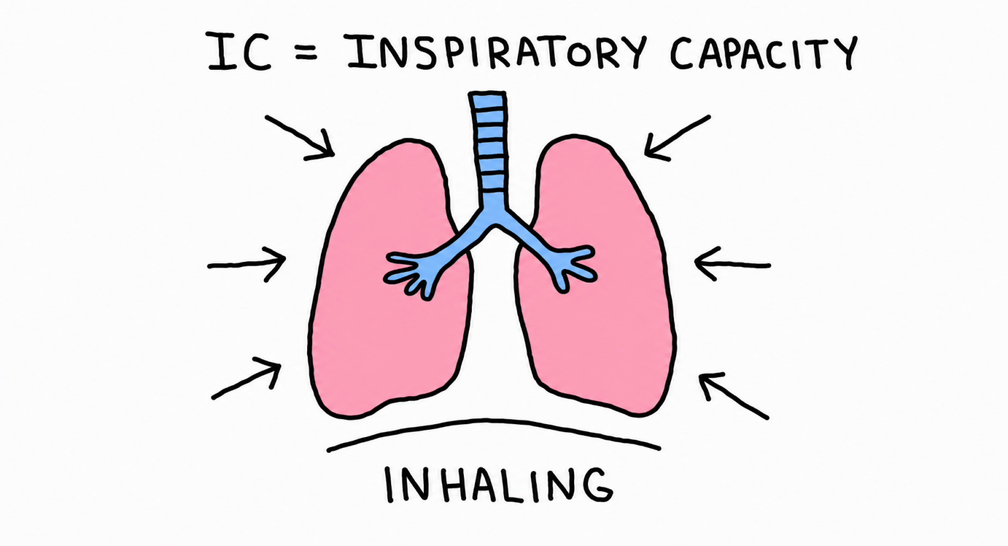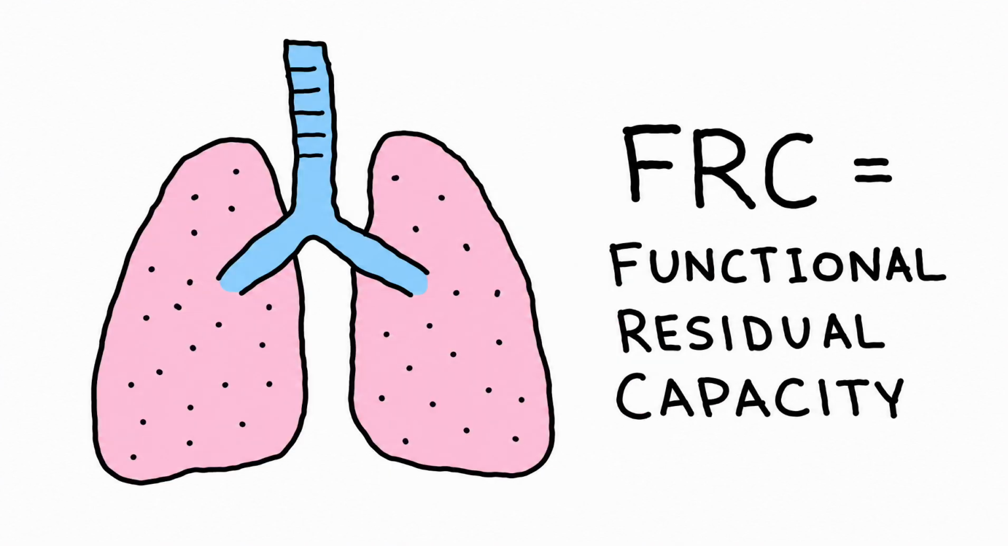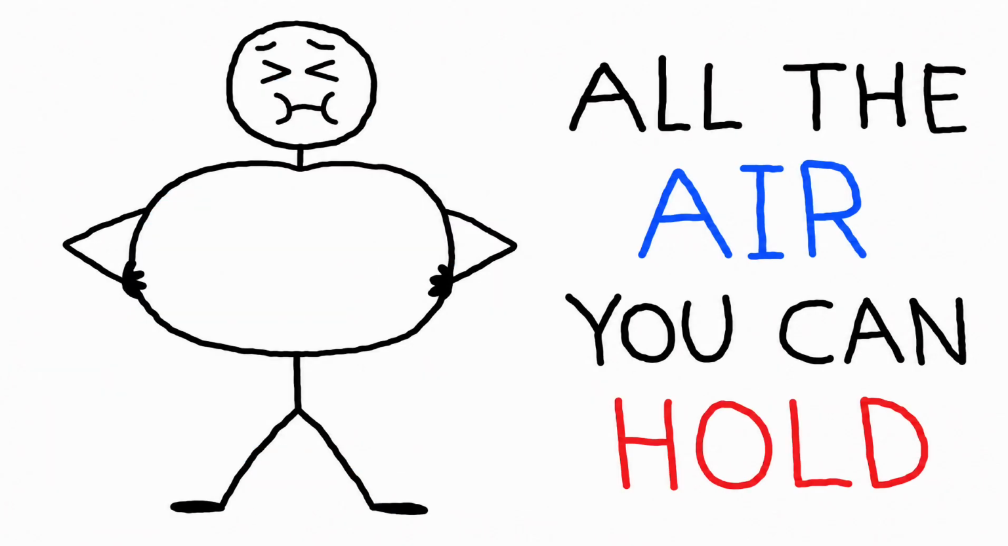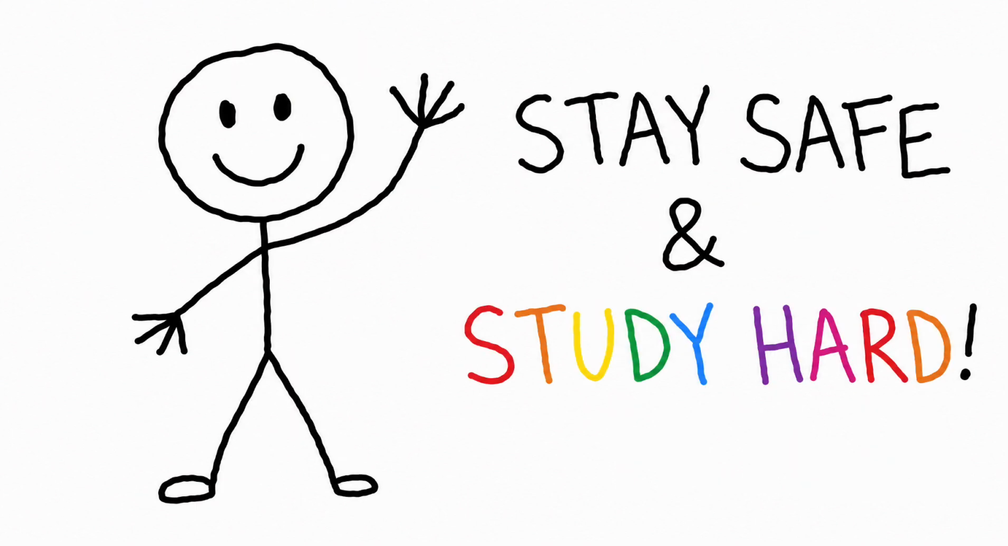And then the functional residual capacity is basically the volume of air that remains in your lungs following an exhalation from the resting tidal volume. And then the TLC, or the total lung capacity, is just the total volume of air the lungs can hold. It's just the total amount of air you can hold in your lungs. And that completes going over the respiratory volumes and the capacities.